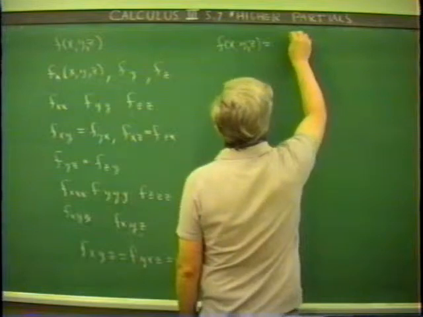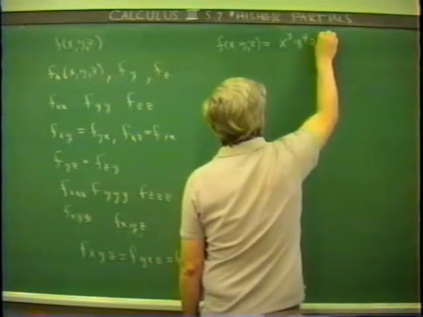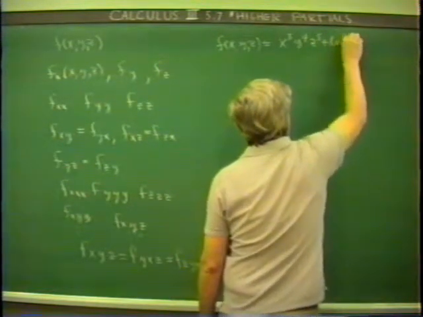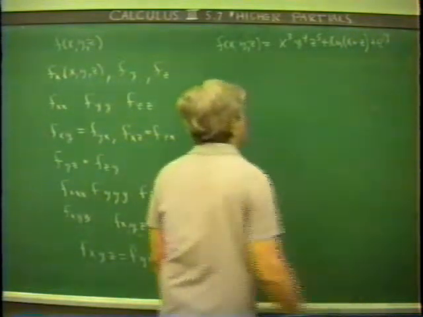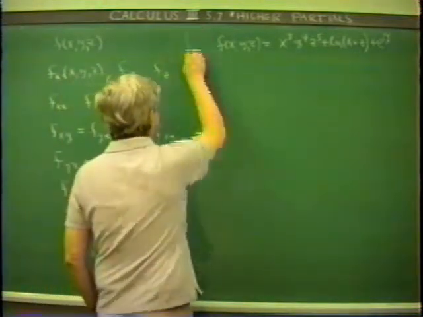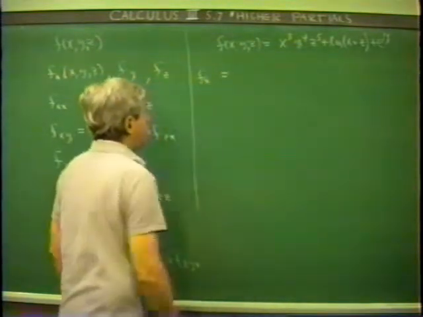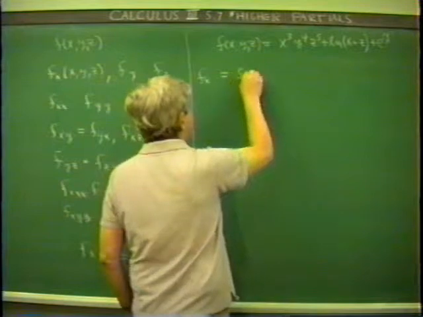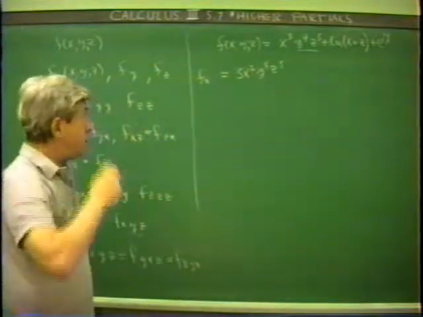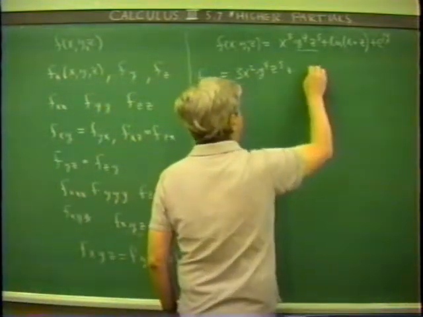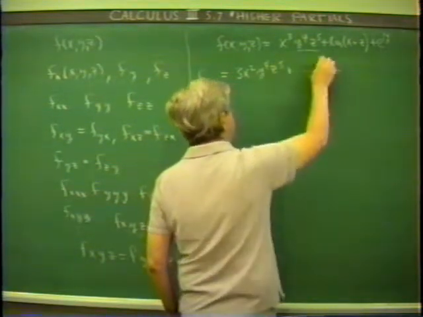Let f of x, y, z be equal to x cubed y to the fourth z to the fifth, plus log of x plus z, plus e to the y. Then the partial with respect to x is going to be 3x squared y to the fourth z to the fifth, treating y and z as constants, plus the derivative of the logarithm, which is 1 over x plus z.